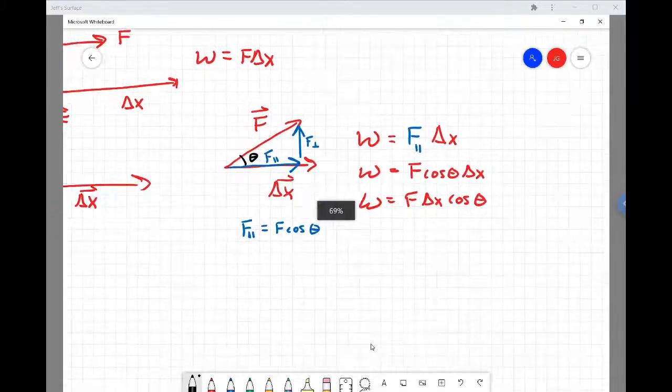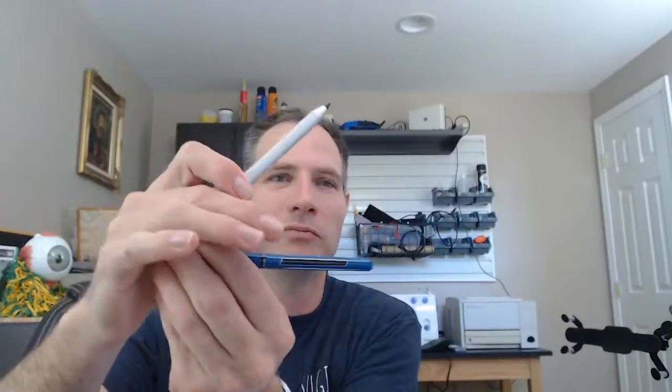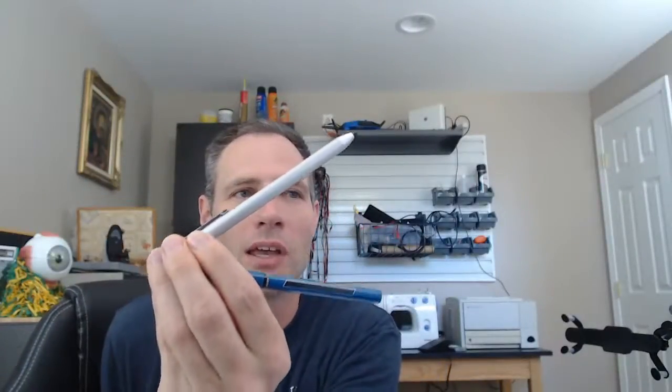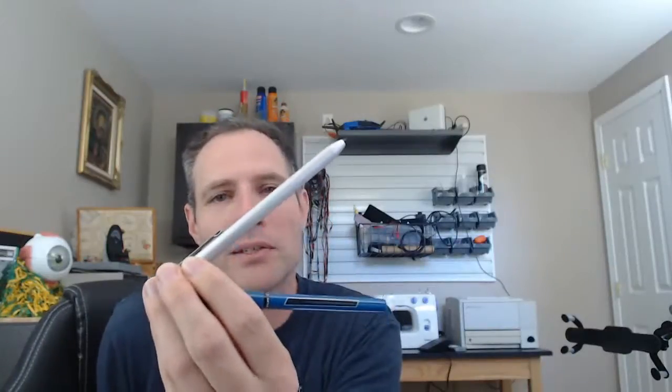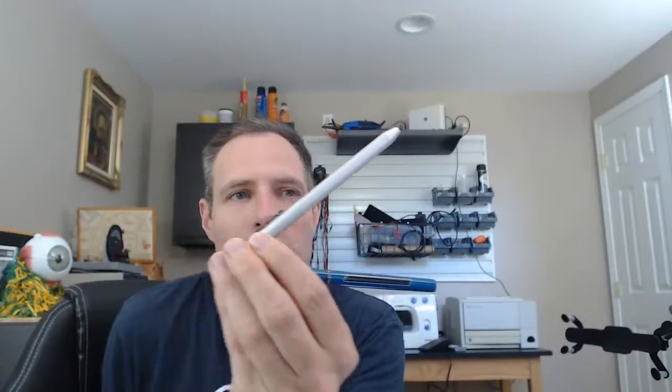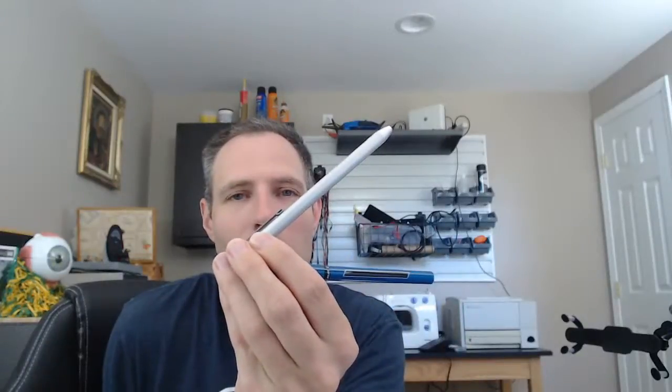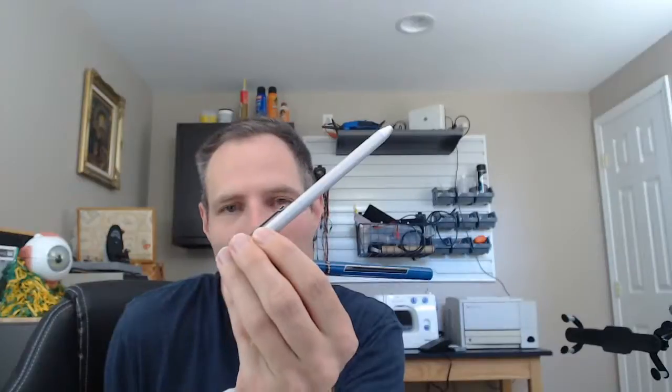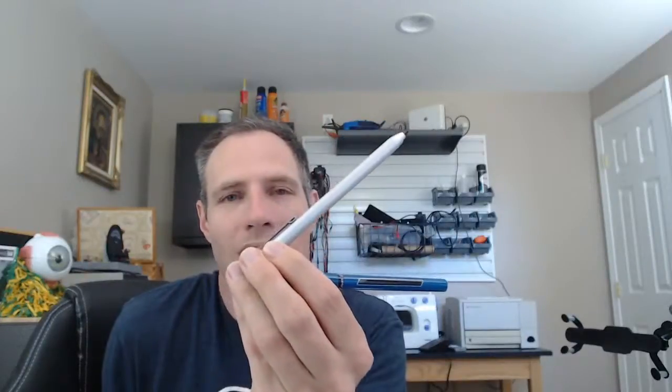Another way to think about this is you have two vectors that look like this. My silver pen is the force, the blue pen is the displacement. This force is doing work along the direction of displacement, but that work only depends on the component of the force that is in the same direction. Another way of saying that is the projection of the silver pen onto the blue pen.